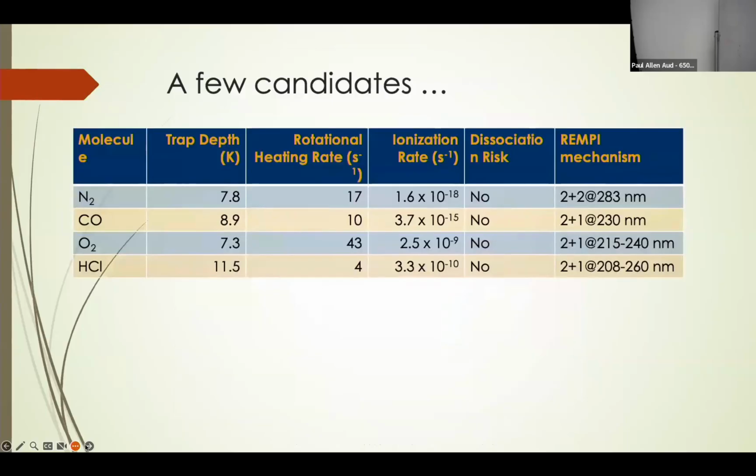Okay. Here's a short excerpt from a list of potential target species. We'll go with nitrogen, N2, for now, because it gives a decent trap depth of about 8 Kelvin. The rotational heating rate is benign. The ionization rate is completely negligible, at least if the calculations are right. And there is, as far as we understand, no risk of photodissociation. Photodissociation is essentially getting more and more dangerous as the molecules get larger. And finally, there is a known REMPI mechanism for nitrogen, N2, so the needed wavelengths and intensities are just in the literature. Okay.